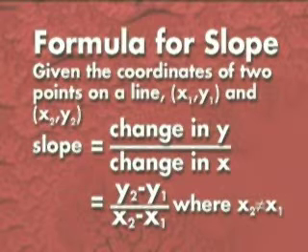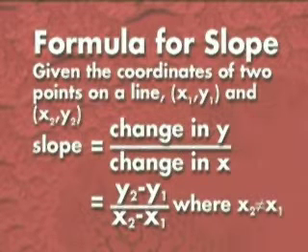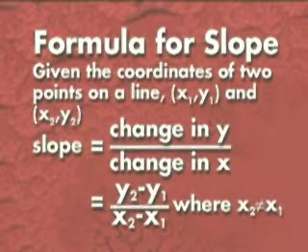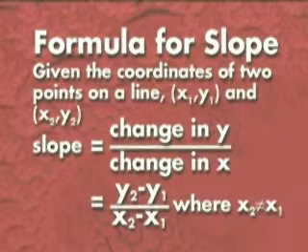The formula for slope says that if you're given the coordinates of 2 points on a line, x sub 1, comma y sub 1, and x sub 2, comma y sub 2, the slope is equal to the difference in the y-coordinates, y sub 2 minus y sub 1, over the difference in the x-coordinates, x sub 2 minus x sub 1, so long as x sub 2 does not equal x sub 1. As we've seen, this formula makes sense.